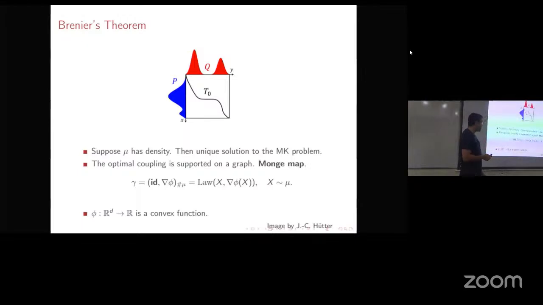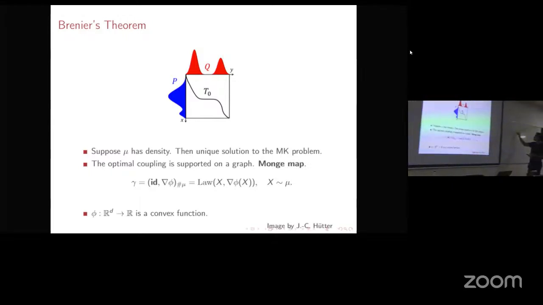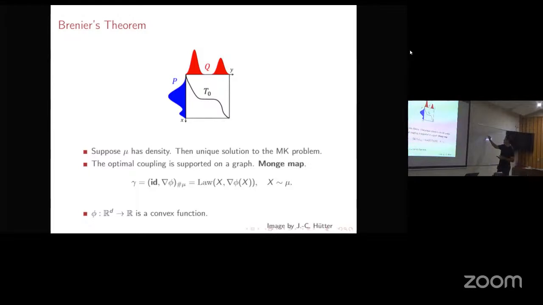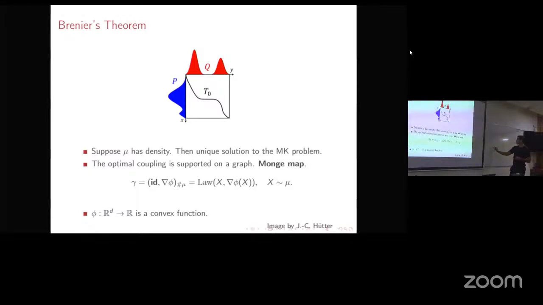So for d equals 1, if you have two one-dimensional distributions, suppose my mu has CDF F and nu has CDF G, then how do I get a map from mu to nu? Well, the answer is obviously G inverse composed with F of x. This is my standard probabilistic coupling. If x is from mu, then F of x is uniform, and then G inverse composed with F is going to give me nu.